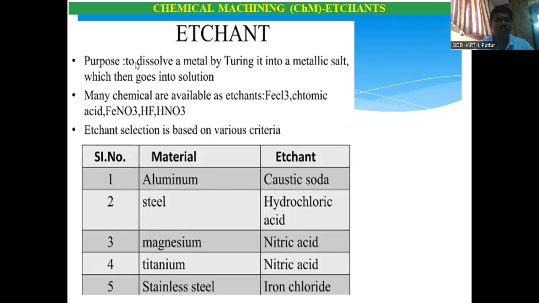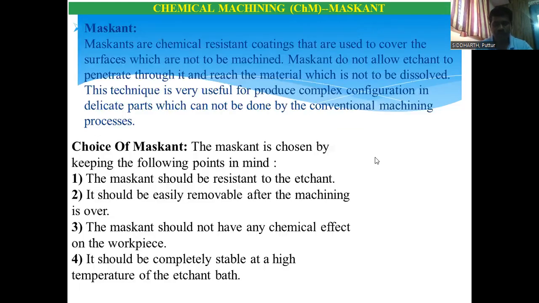The main purpose of the etchant is to dissolve the metal by converting it into a metallic salt, which then goes into the solution. Many chemicals are available as etchants, like those we have already discussed. Here is some more information on material and etchant. For aluminium, you can use caustic soda; for steel, hydrochloric acid; for magnesium, nitric acid; for titanium, nitric acid; and for stainless steel, iron chloride. These are the etchants we can use for these materials.